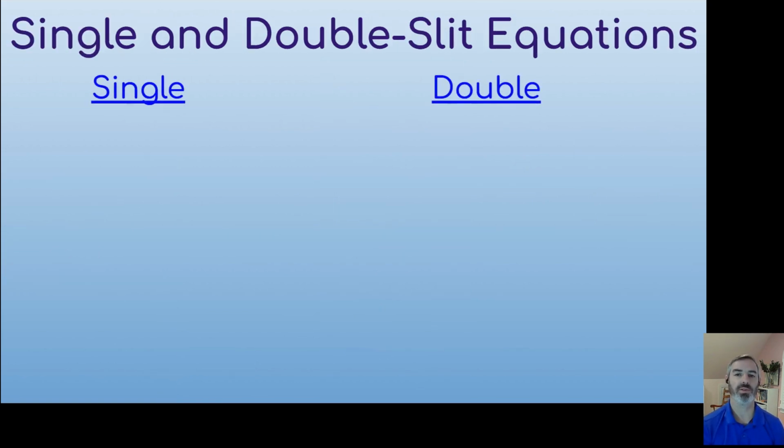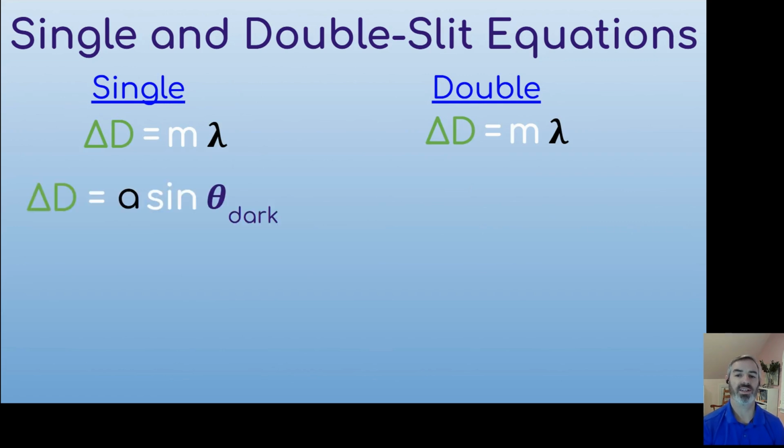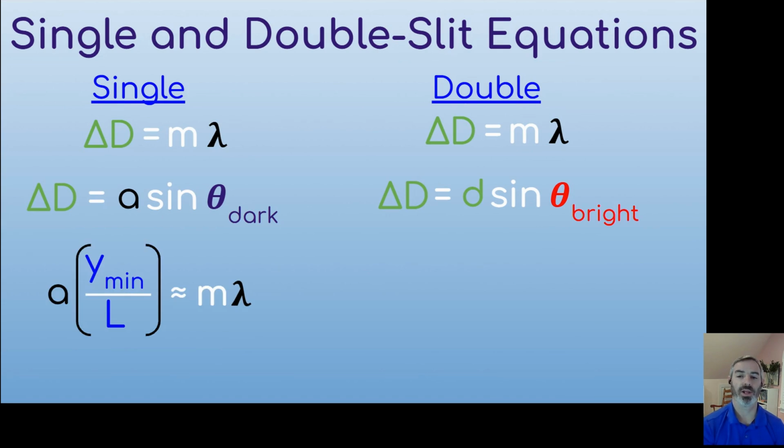Both of them use delta D equals m lambda, where m is a positive integer. In single slit, delta D equals a sine theta dark, where a is just the opening of the single slit, whereas in the double slit equation, delta D equals d sine theta bright, where lowercase d is the separation between the centers of the slits. And using the small angle approximation, we can substitute y min divided by L for sine theta dark in single slit, and for double slit, we can substitute y max divided by L for sine theta bright.